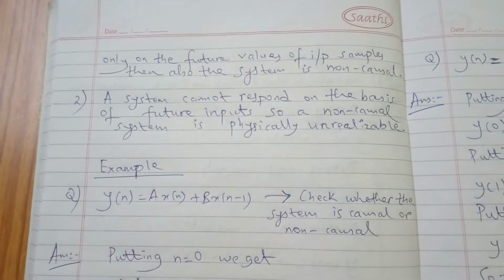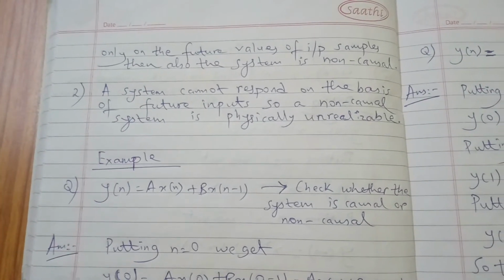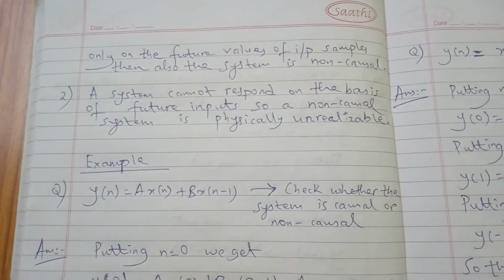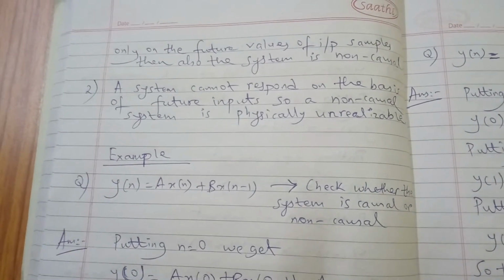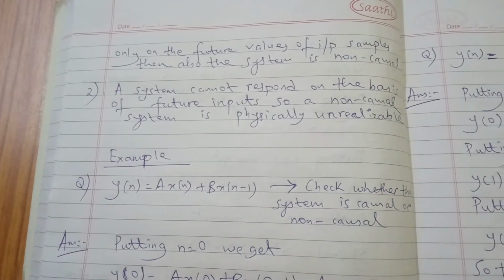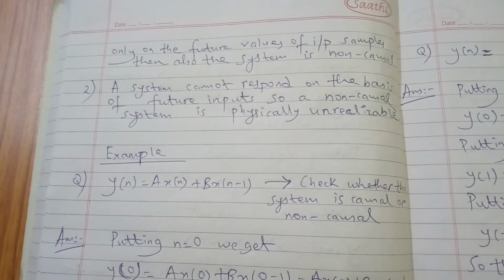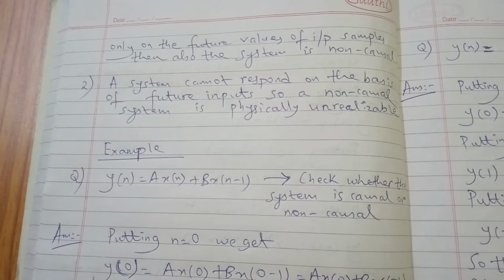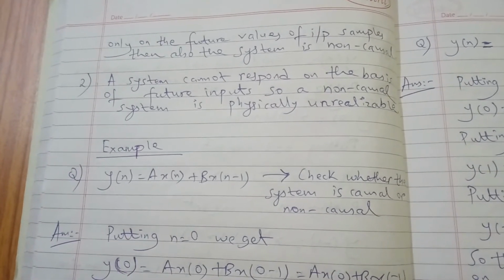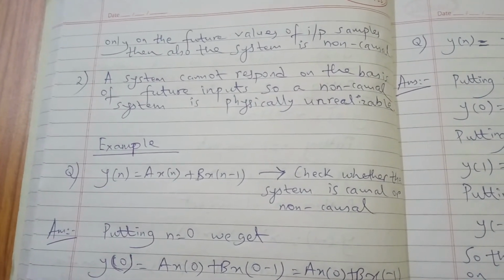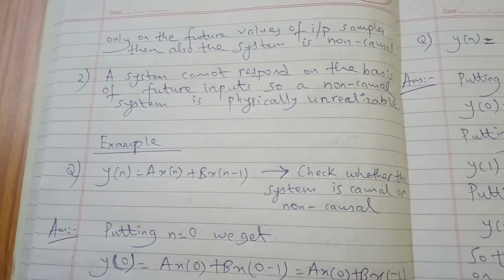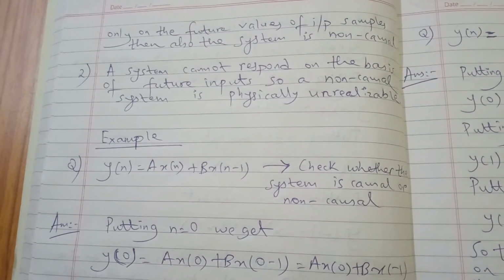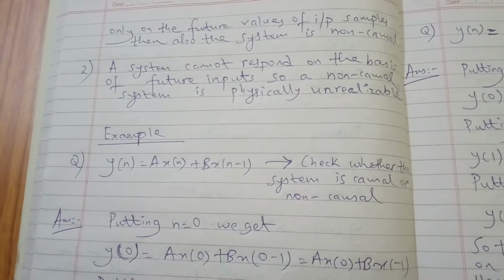A system cannot respond on the basis of future inputs. So a non-causal system is physically unrealizable. What it means is that a system does not know what its future inputs will be. So a system cannot work on the basis of future inputs, but a non-causal system works on the basis of future inputs. Hence, we cannot physically design a non-causal system. That is why a non-causal system is physically unrealizable.